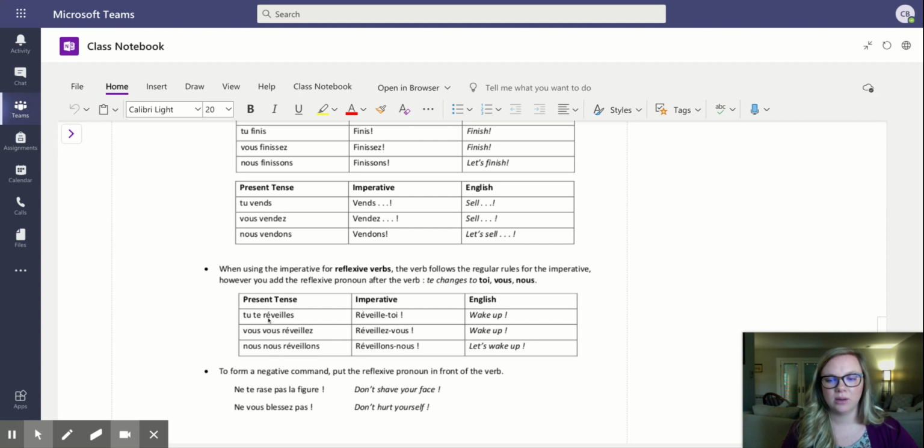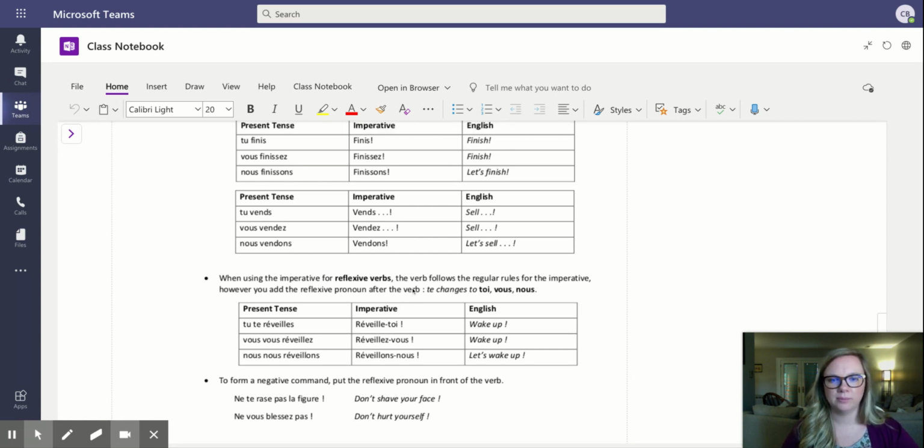But now we just take that reflexive pronoun and we tack it on the end. It becomes réveille-toi. Vous vous réveillez now becomes réveillez-vous. Nous nous réveillons becomes réveillons-nous. Let's wake up. Okay? If you want to form a negative command with reflexive verbs, you just put the ne before the reflexive pronoun and the pas after. So ne te rase pas la figure, don't shave. Ne vous blessez pas, don't hurt yourself. Okay, so that's how you form it.